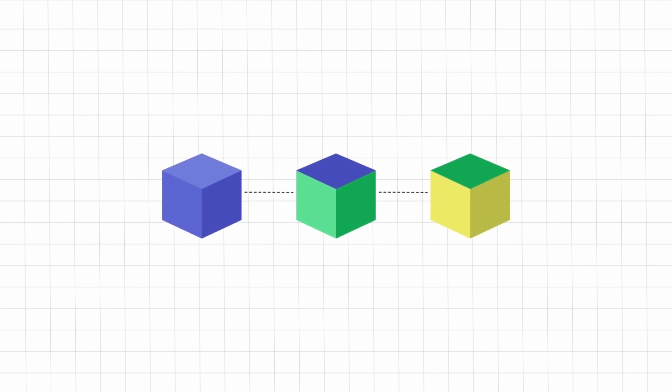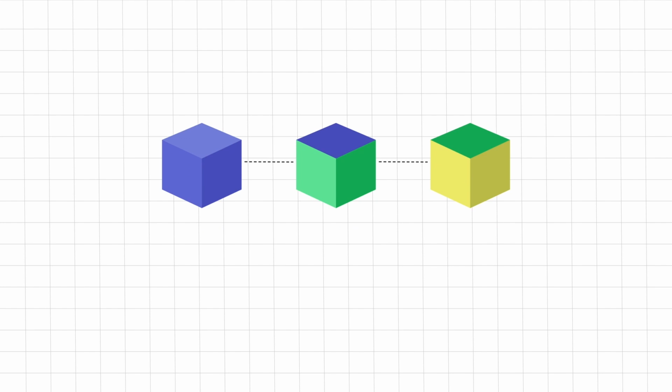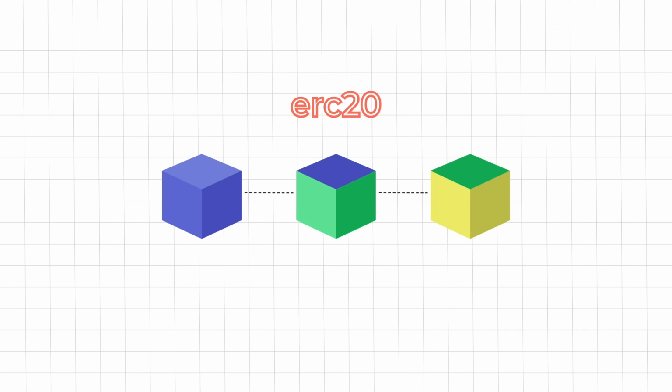NFTs can be constructed under any blockchain that supports the formation and functioning of smart contracts. But there are a few specific NFT standards on Ethereum that have been used a lot by the developers, namely ERC 721 and ERC 1155. To understand the significance of these standards, let's first understand what ERC20 is.